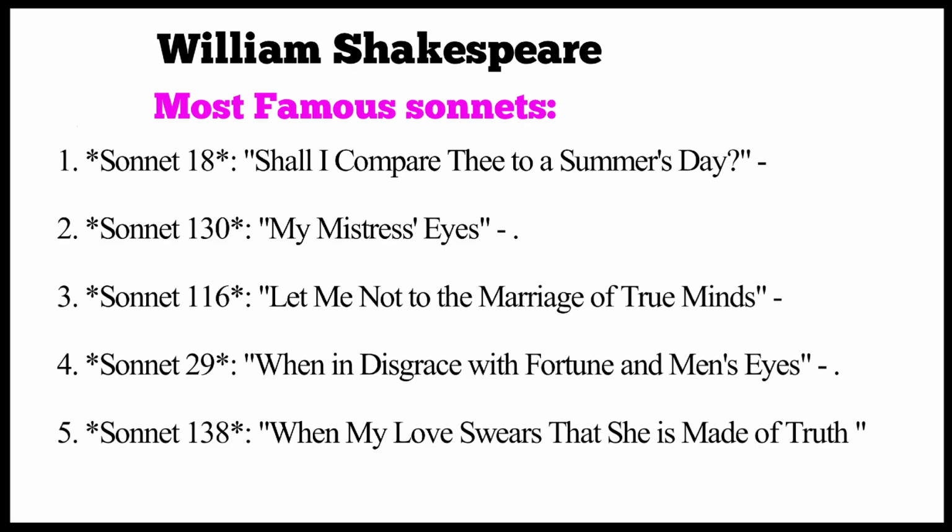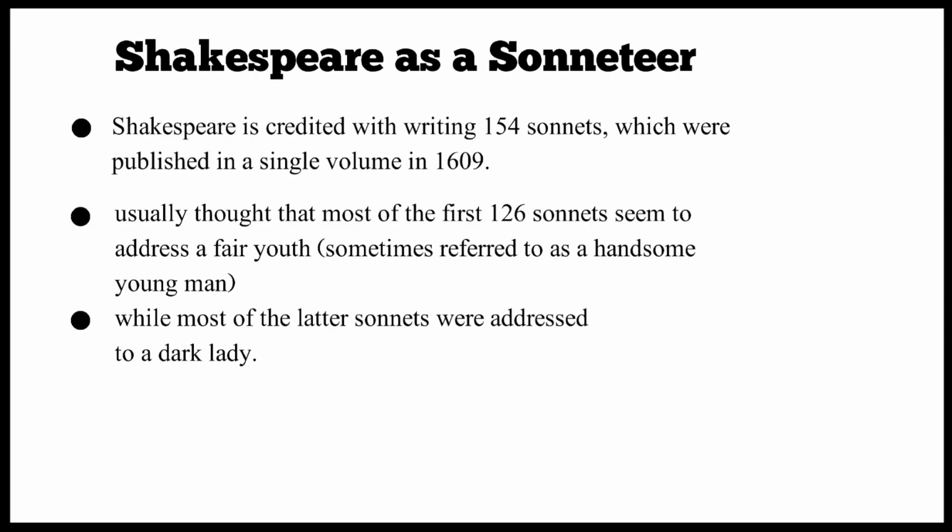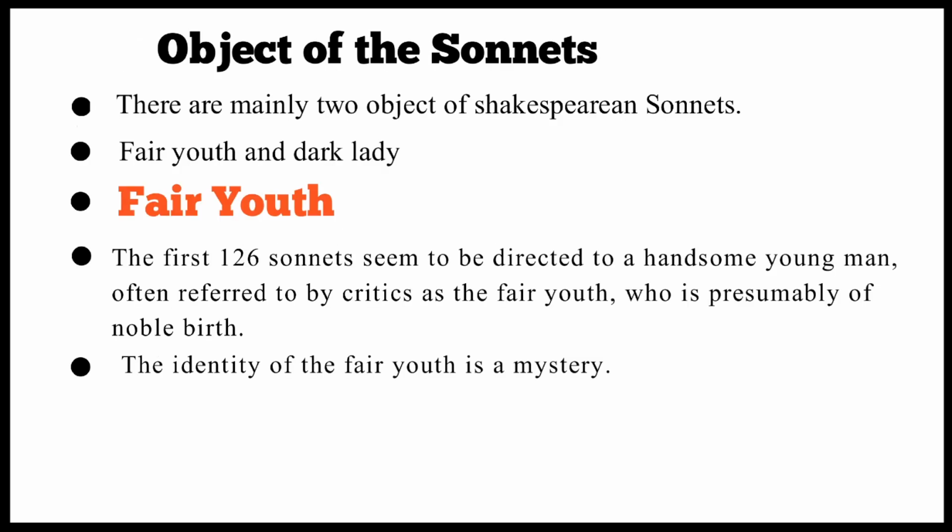If we talk about William Shakespeare as a sonneteer, we can say Shakespeare is credited with writing 154 sonnets, which were published in a single volume in 1609. Usually, it is considered that most of the first 126 sonnets seem to be addressed to a fair youth, someone referred to as a handsome young man, while most of the later sonnets were addressed to a dark lady. These are the two objects to whom William Shakespeare dedicated his sonnets. It is very important to know about the objects of the sonnets. There are mainly two objects of Shakespearean sonnets, the fair youth and the dark lady.